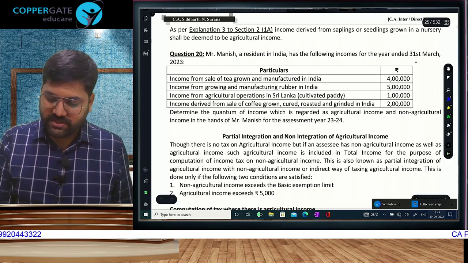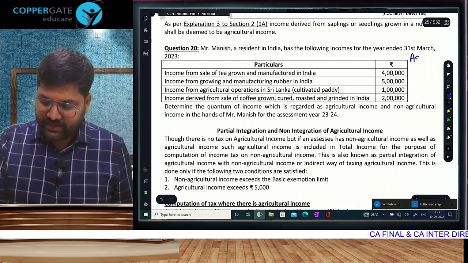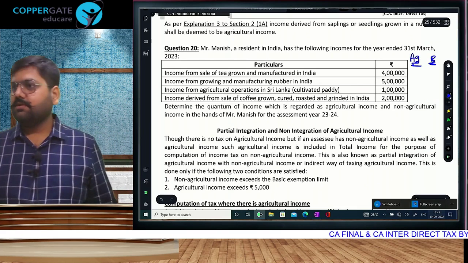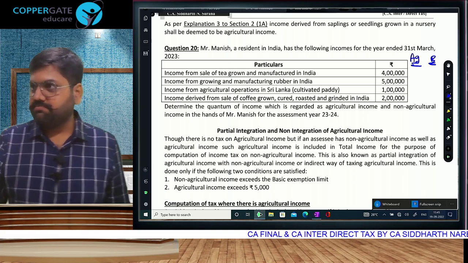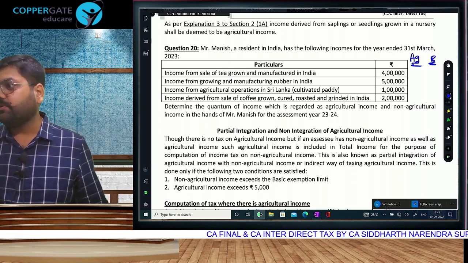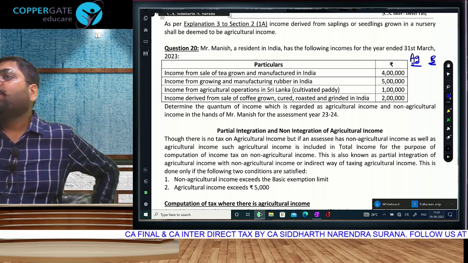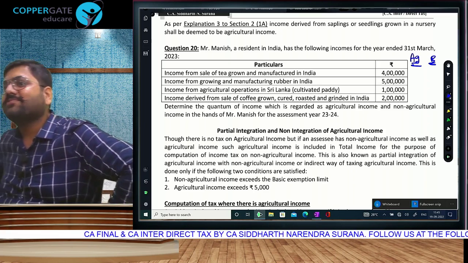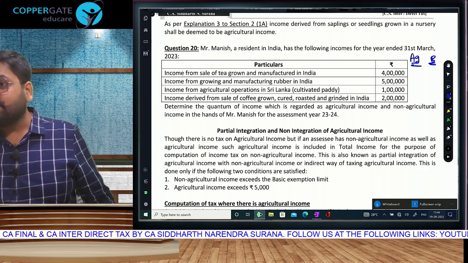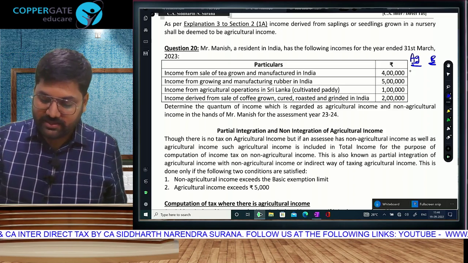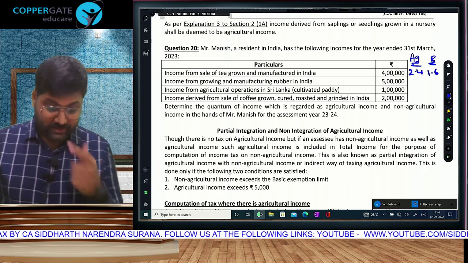We just have to segregate the total into how much is agriculture and how much is business, and that will give us our answer. Of course you can do it in the notebook also, but here getting the right answer is more important. Tea grown and manufactured: flavored, roasted, nothing is given. So how much is agriculture? 60%. So 60% of 4 lakh, 2.4 in agriculture and 1.6 taxable. Correct? Next.